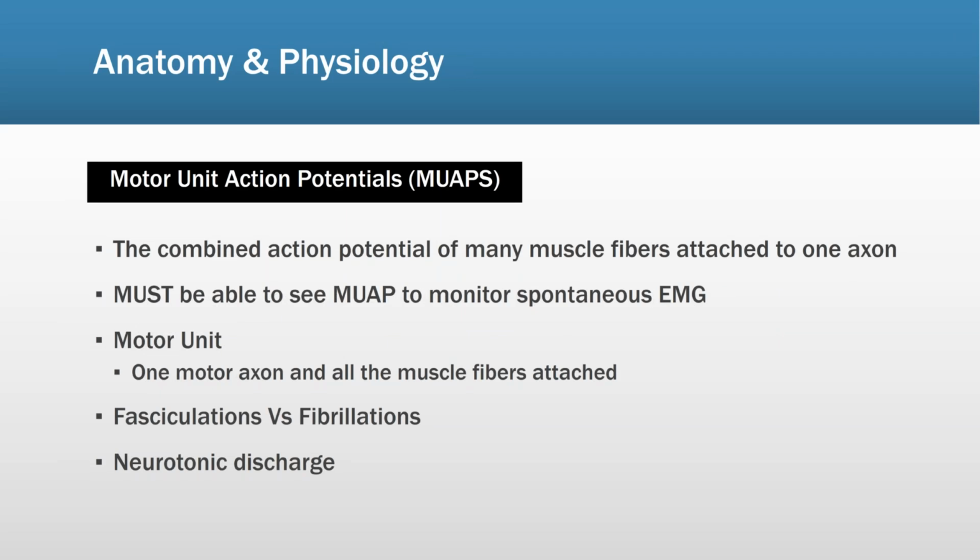Motor unit action potentials, or MUAPs, are the combined action potentials of many muscle fibers attached to one axon. We must be able to see multiple unit action potentials to monitor EMG responses. A motor unit is one motor axon and all the muscle fibers it innervates. Every motor unit has four parts: the anterior horn cell in the spinal cord, the lower motor neuron, the neuromuscular junction, and the muscle fibers. Those four items combined are known as a motor unit.